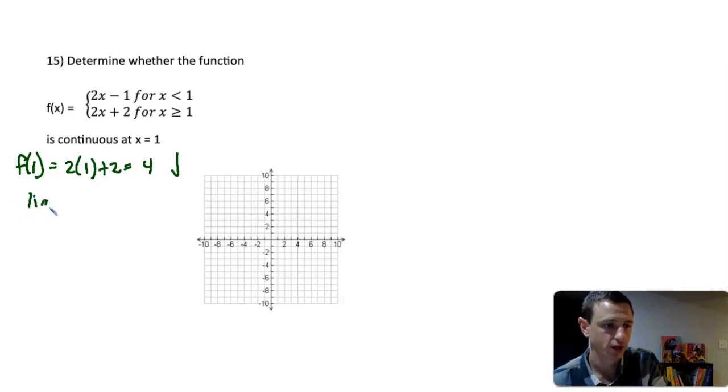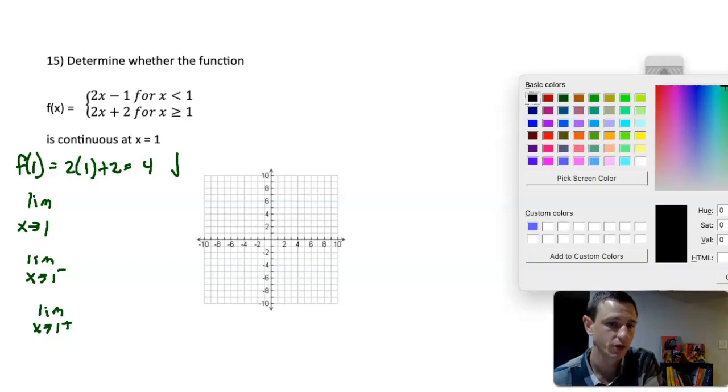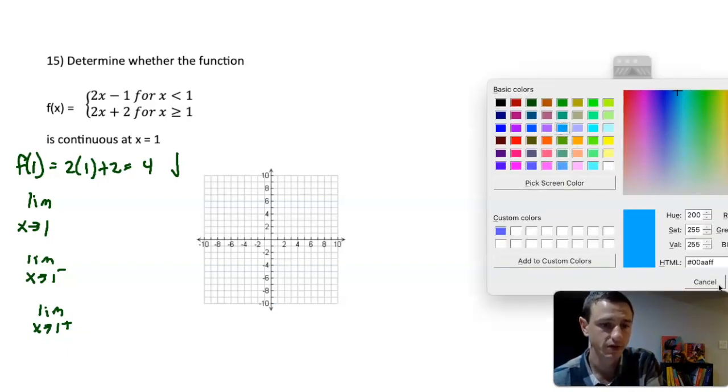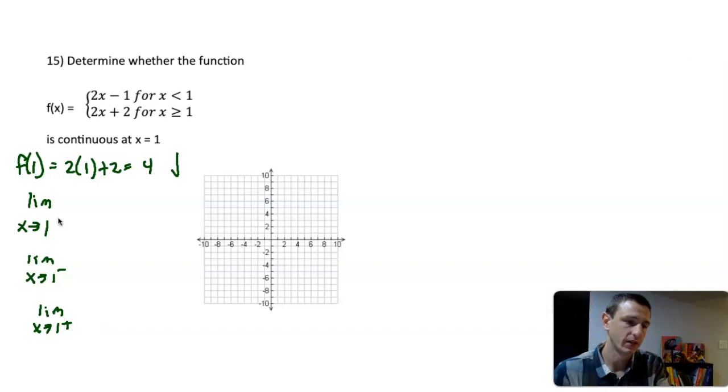Next, we want to check our limits as x approaches 1. So here's the problem with this piecewise function. From the left, we have one function. From the right, we have another function. So we have to check what is happening on both sides of that. So we want to evaluate the limit as x approaches 1 from the left, and the limit as x approaches 1 from the right. And then we want those two values to equal the same thing. And if they do, then the limit exists, and then we compare it to the function value. So we still have a little bit of a process here.